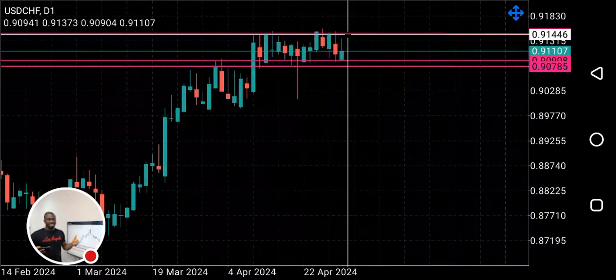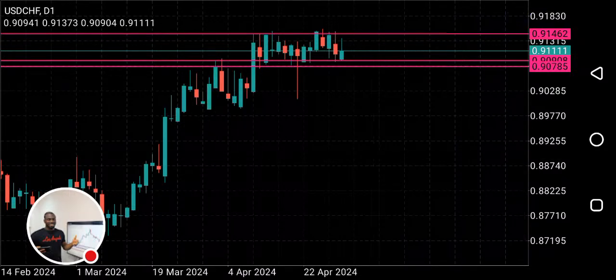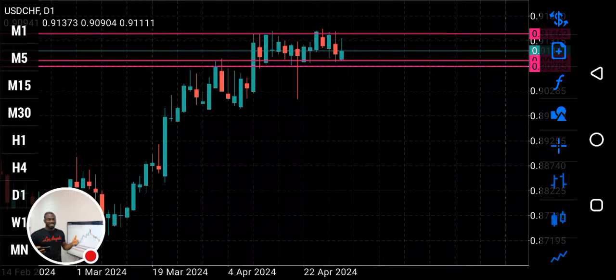Remember, this week is NFP week. This is not the week you should be aggressive, over-leveraging or over-trading. You have to be very conservative. I have a trade on Euro Aussie and a trade on Australian dollar USD. If I'm able to hit 120, 150 pips on both pairs, I would exit and close my trades.